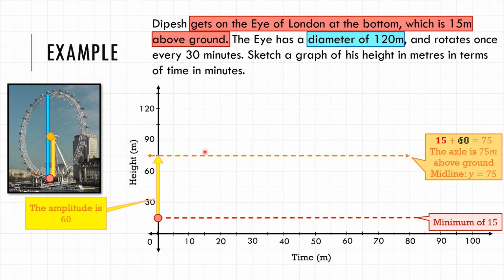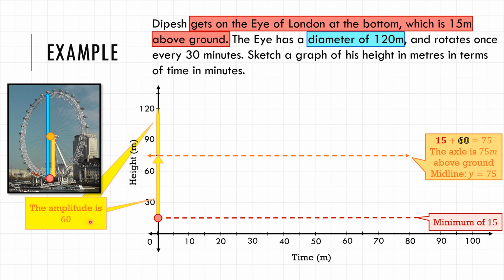And remember, the midline is exactly related to the center of the wheel that is rotating, the axle. And so the axle is actually 75 meters above ground in this case, and that creates a midline of y equals 75. We're not done dealing with the amplitude because the amplitude can be used again, actually.